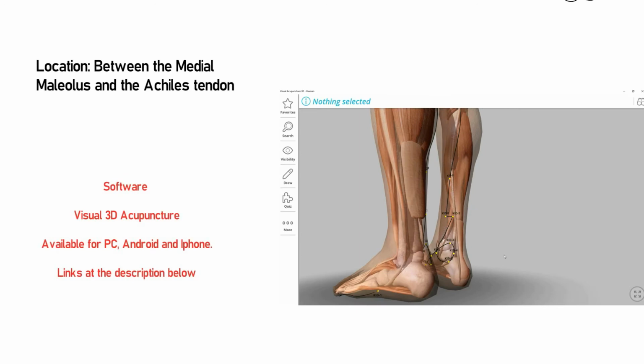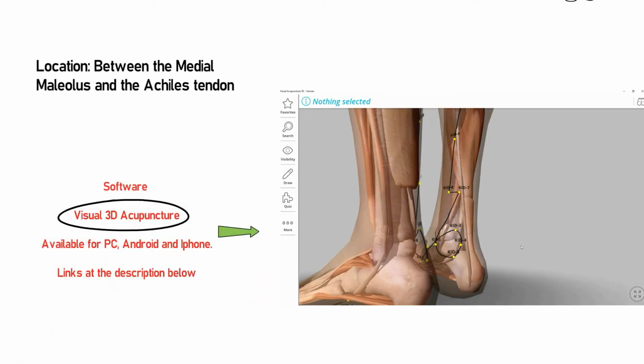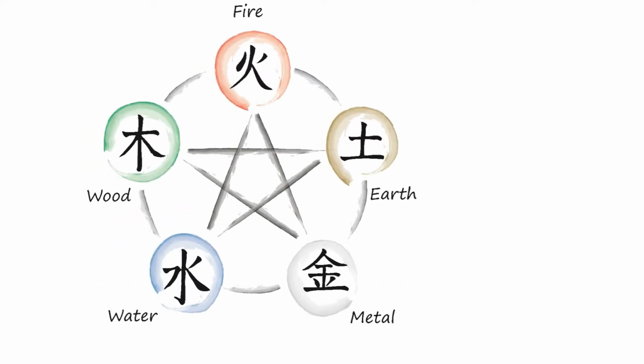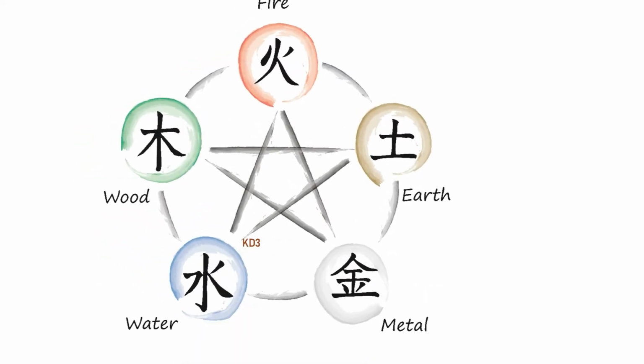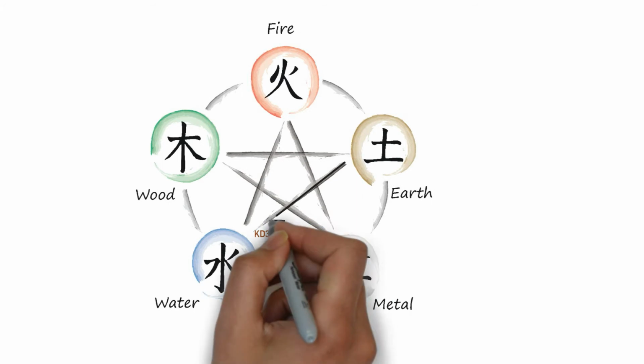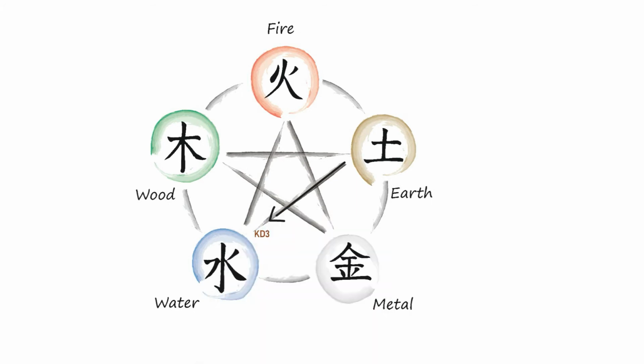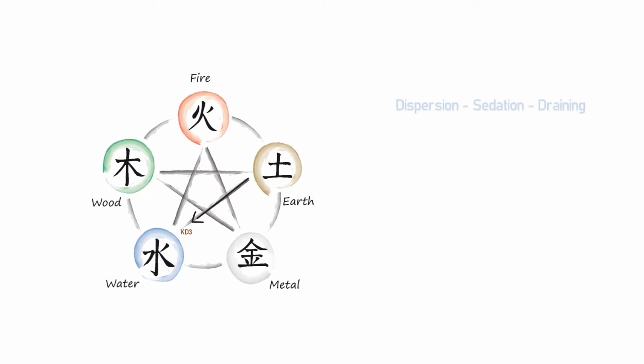Location. Kidney 3 is located between the medial malleolus and the Achilles tendon. According to the five elements, Kidney 3 is the earth point on the water channel. Some acupuncture techniques like Four-Needle and/or Five Elements use Kidney 3 together with other points to disperse the kidney.